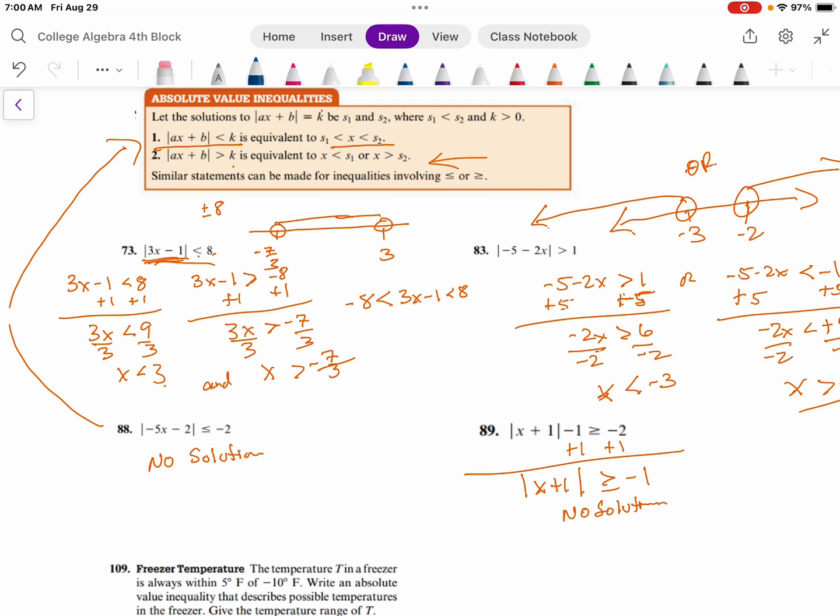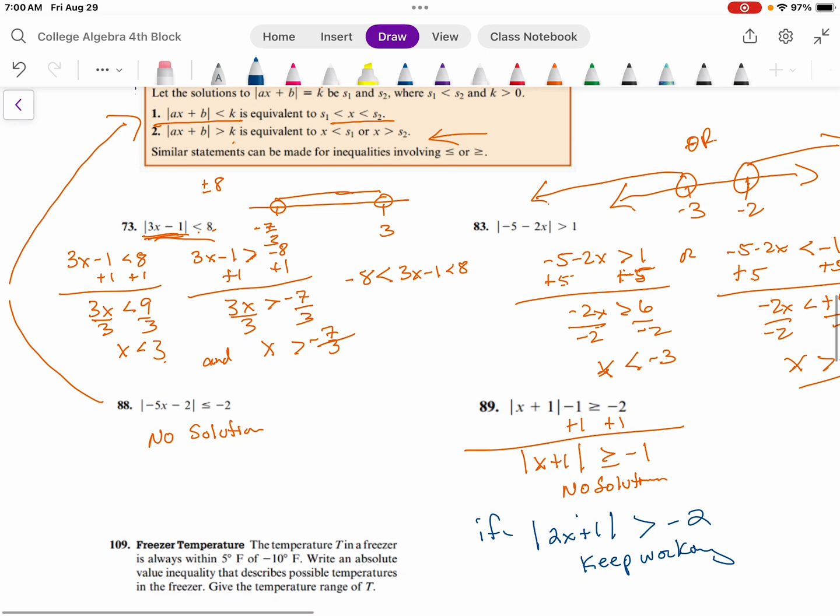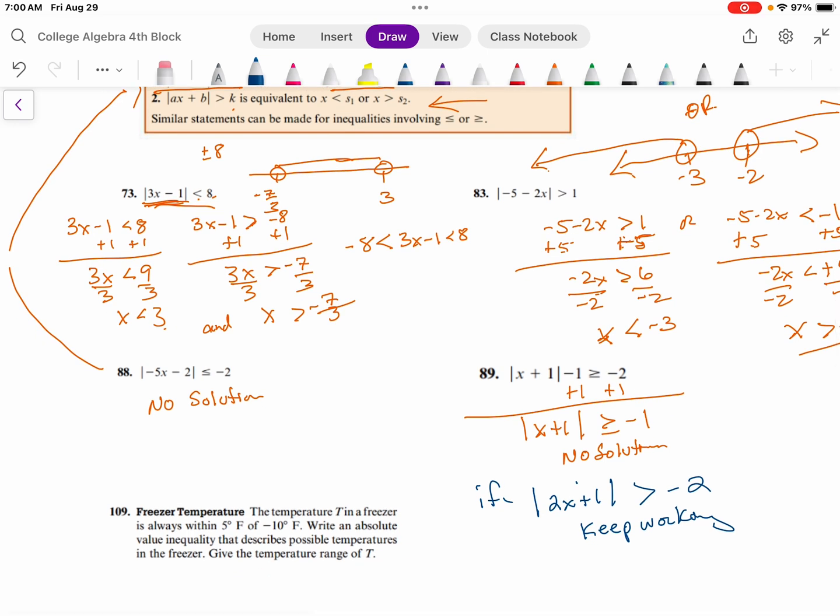Let's write, if we have an example of the absolute value of like 2x plus 1 is greater than negative 2, so it's greater than a negative number, now we can keep working this problem. Because yes, a positive number is bigger than a negative number. Okay, so you got to pay attention to, it's okay on the inequality statements for a negative to be on the other side for the constant k. We just have to be careful of if it's the equal to bars on the problem or not. If it is, then no, we cannot do it. If it isn't, then we can go ahead and keep working the problem.